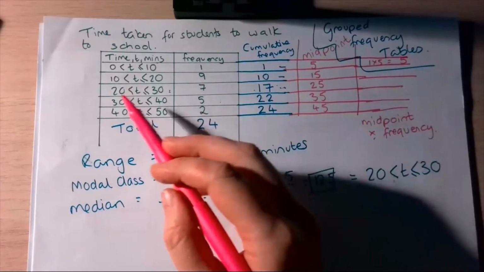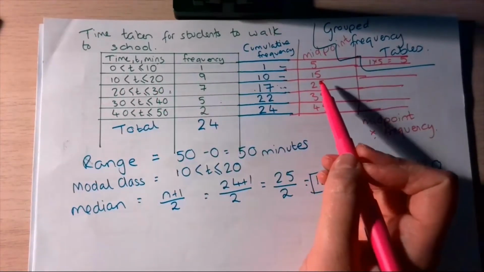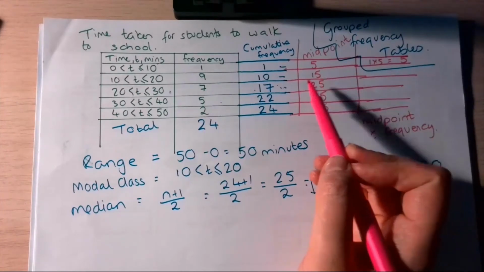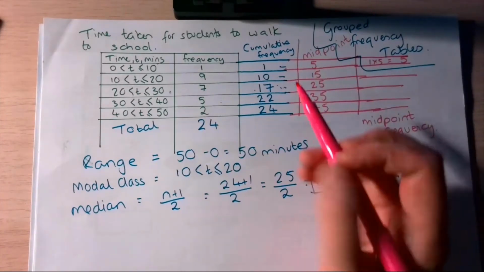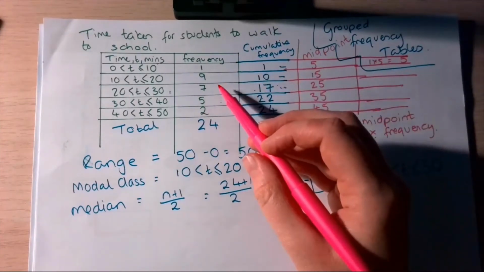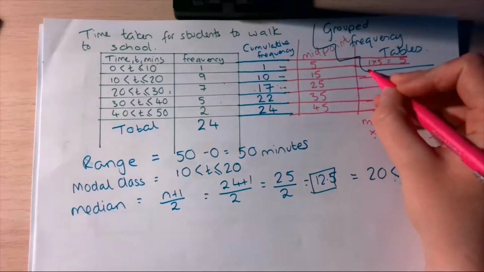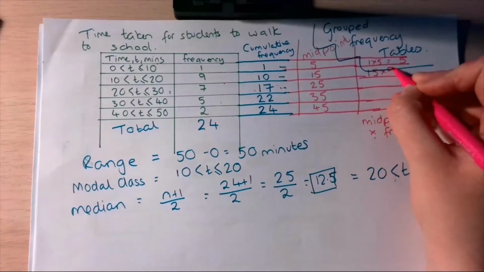Next one down. There were 9 people who took between 10 and 20 minutes. We'll call it 15 minutes, because there might be some less, there might be some higher, there might not be, that's why it's an estimate. But we'll call it 15 minutes. And there were 9 of them. Don't muddle up with this. 9 of them, so we've got 15 multiplied by 9.